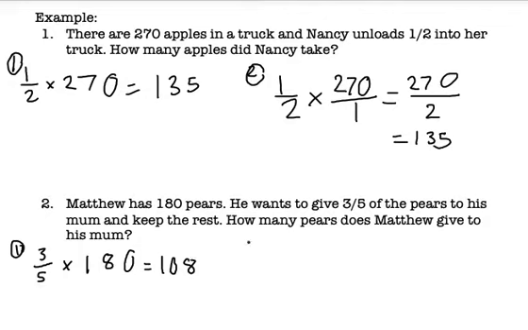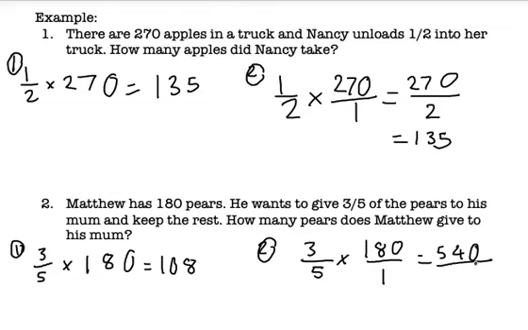So there's my answer. Okay, method 2, 3 over 5 times 180 over 1. Okay, so 3 times 180, we had that as 540. 5 times 1 is 5. And when I simplify this, it gives me the whole number, 108.